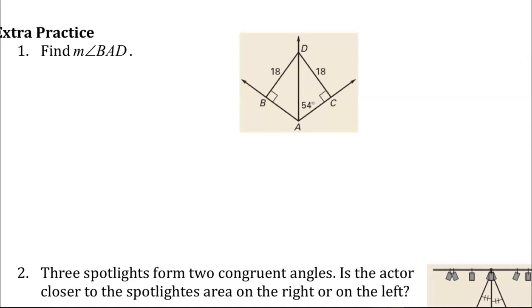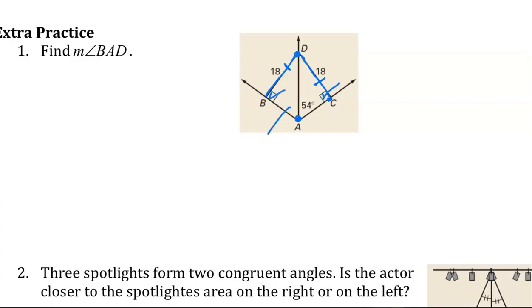Find the measure of angle BAD. Okay, so what I'm seeing is, here's your angle. If this is an angle bisector, what has to happen? Well, the perpendicular distance from the point D to the sides of the angle has to be congruent. So it's formed the right angles, so that's good.